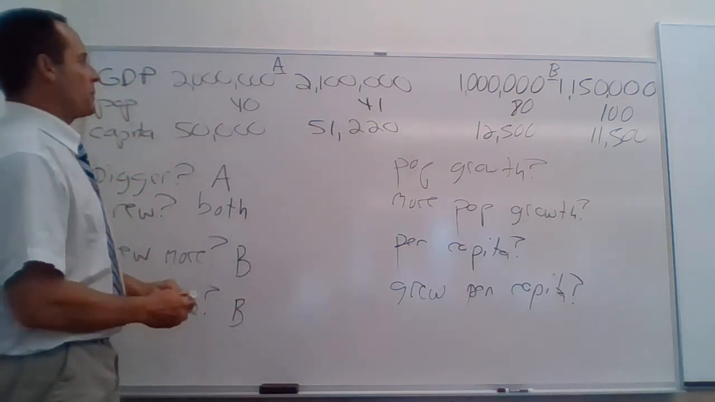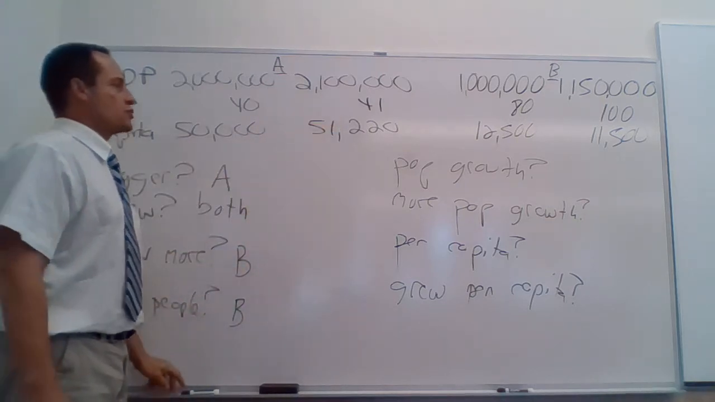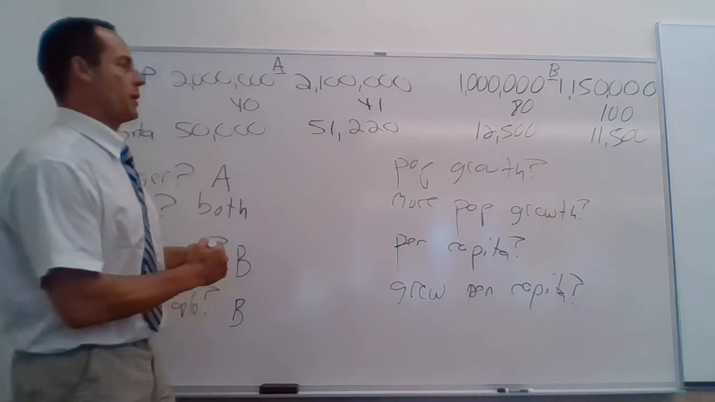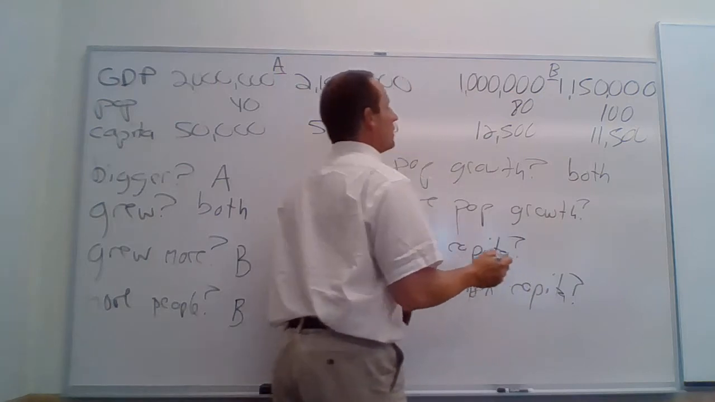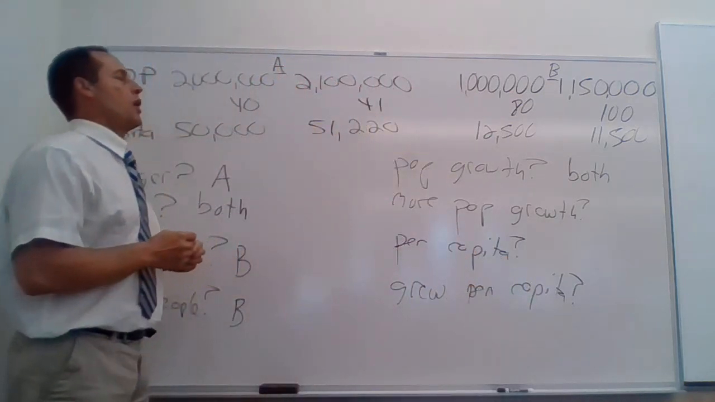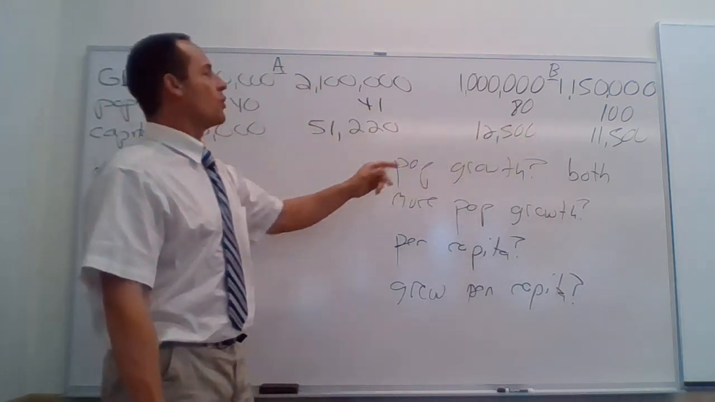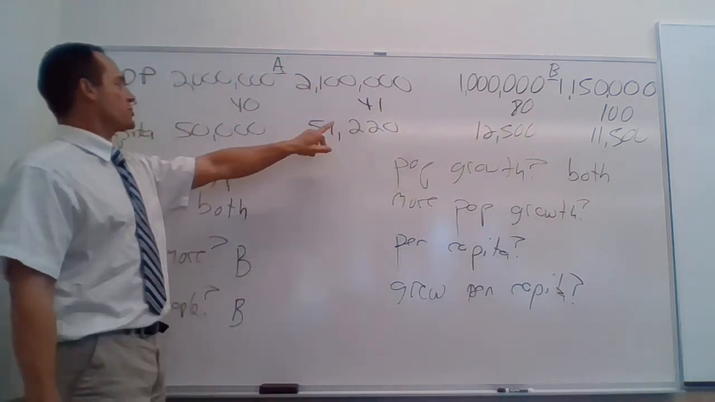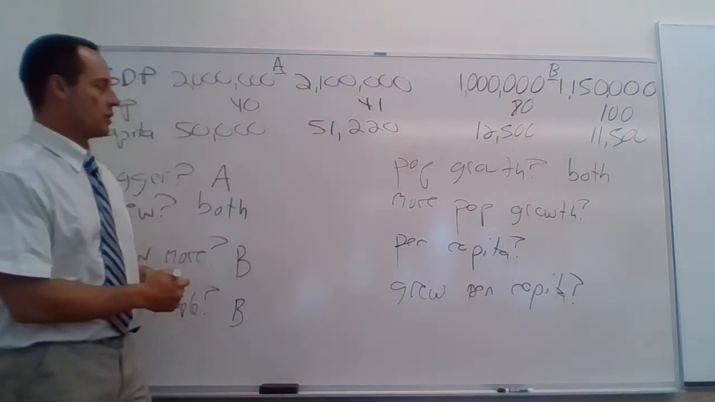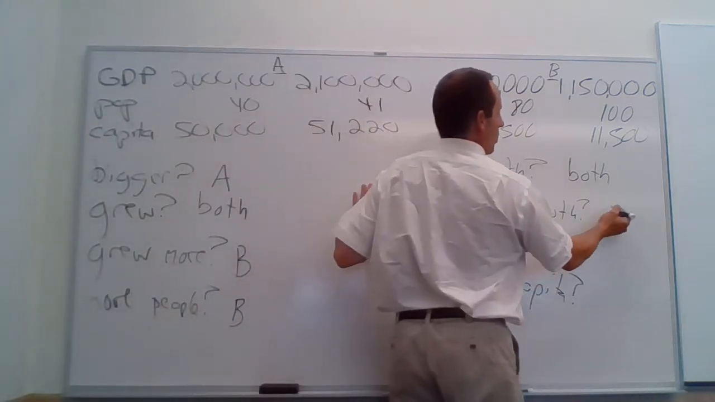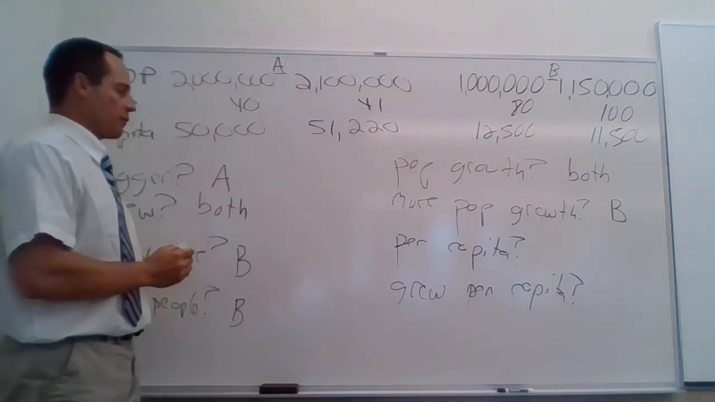Now, looking at population growth, economy B has more population growth. Economy A does have population growth. So both populations grow. The population for economy B adds more inhabitants and it grows more in percent terms, 25% versus this one, which would be 2.5%, 1 to 40. So economy B adds more people in terms of rate and the number of persons.